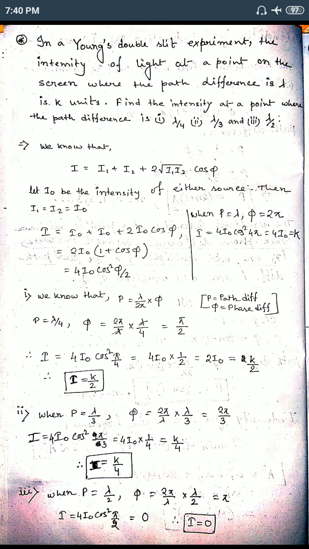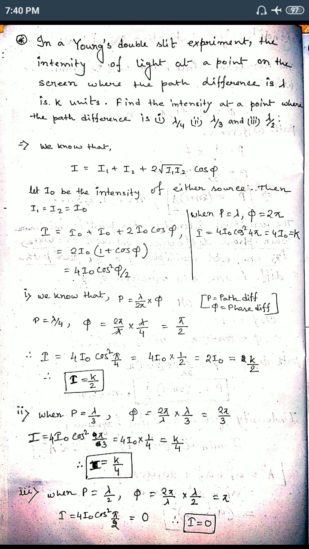We know the intensity formula: I equals I1 plus I2 plus 2 root over I1 I2 into cos phi. Because the waves start from both sources, the intensity of either source will be I0, so I1 equals I2 equals I0. If we put those values in, we get the equation I equals 4 I0 cos square phi by 2.